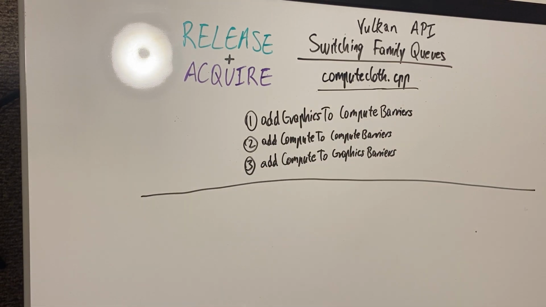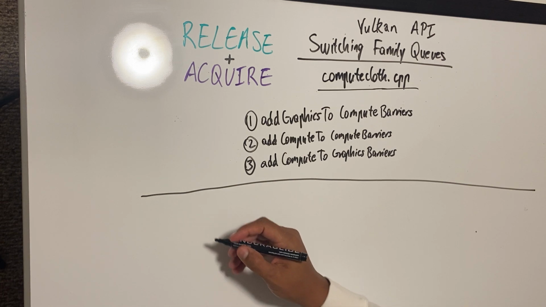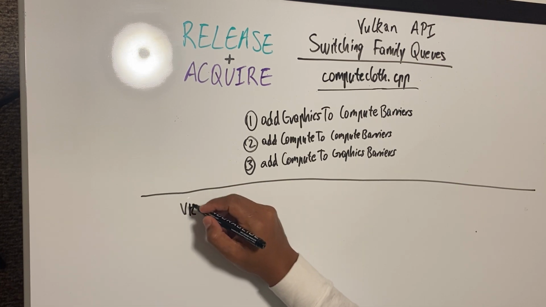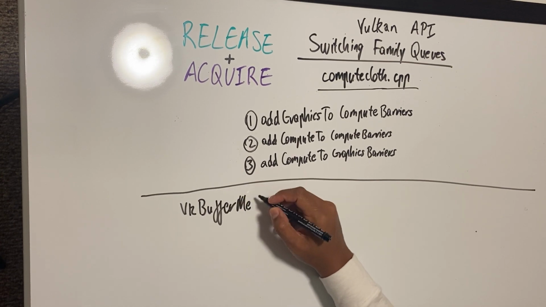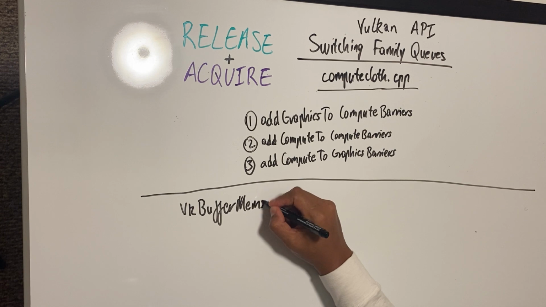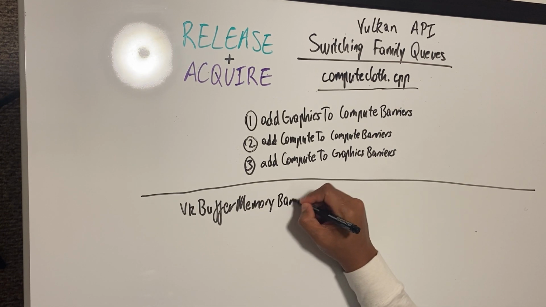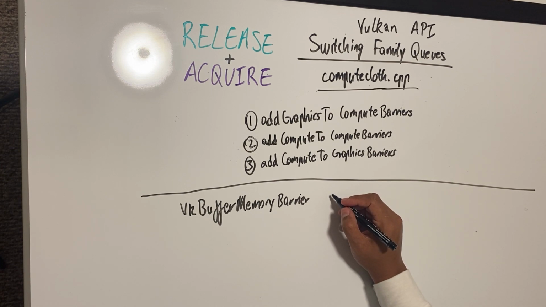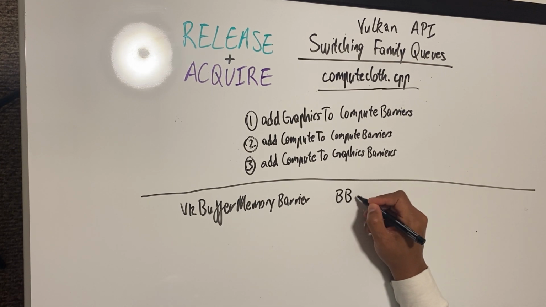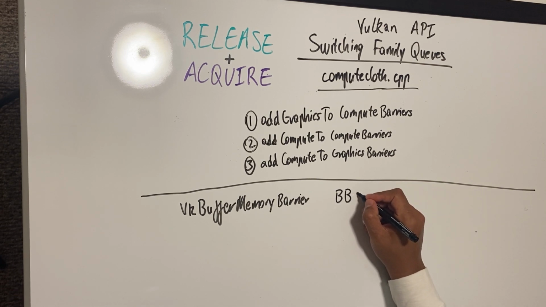Now there's a separate concept that we have to discuss. Within the algorithm, you have something called, and I'll just do this real quick, a VkBufferMemoryBarrier, and for shorthand, I'm just going to say this variable is BB, right? Okay, that's just for shorthand.